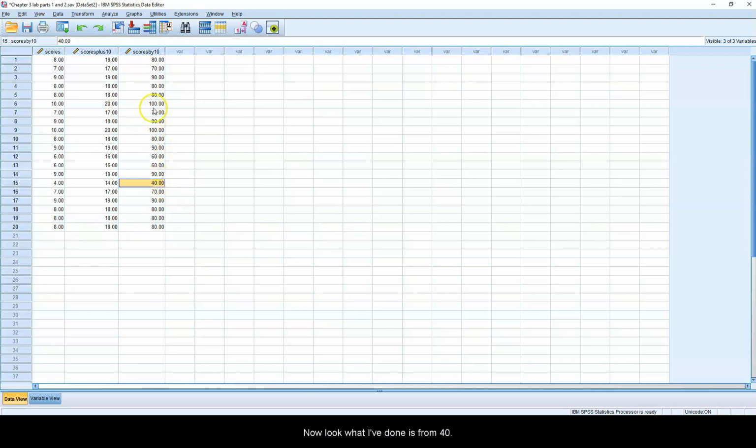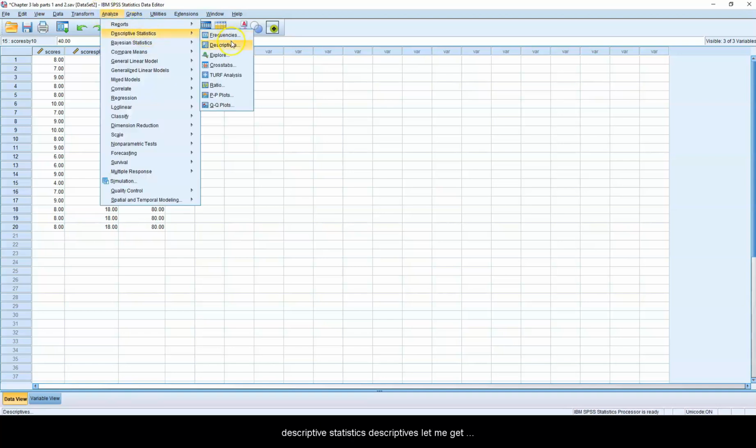It's from 40 to 100. Holy cow. That's a lot more of a range. My gosh, that's 60 instead of 6. So what's going to happen to my standard deviation? Well, it should be tenfold. And let's check it out.